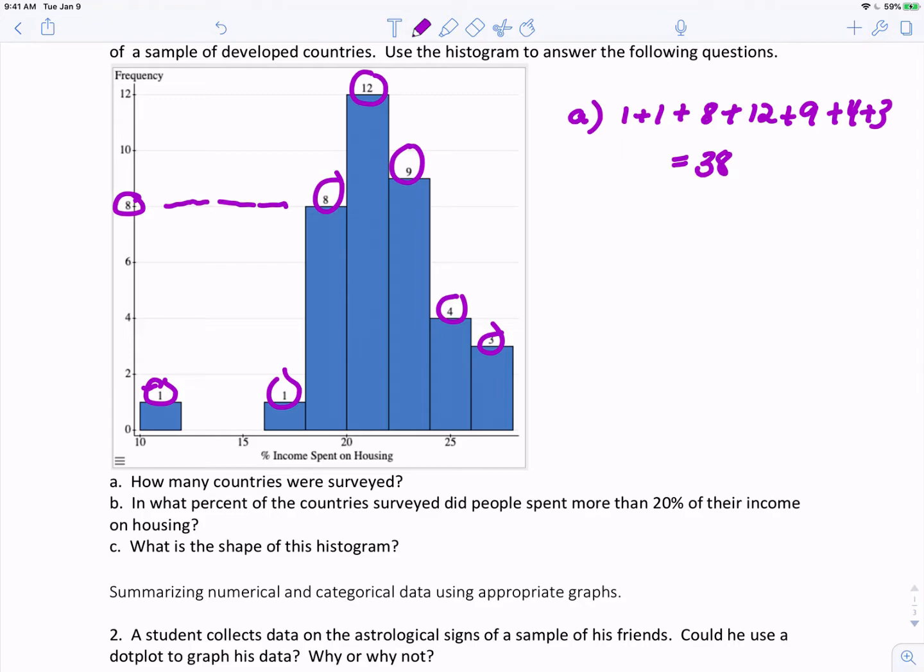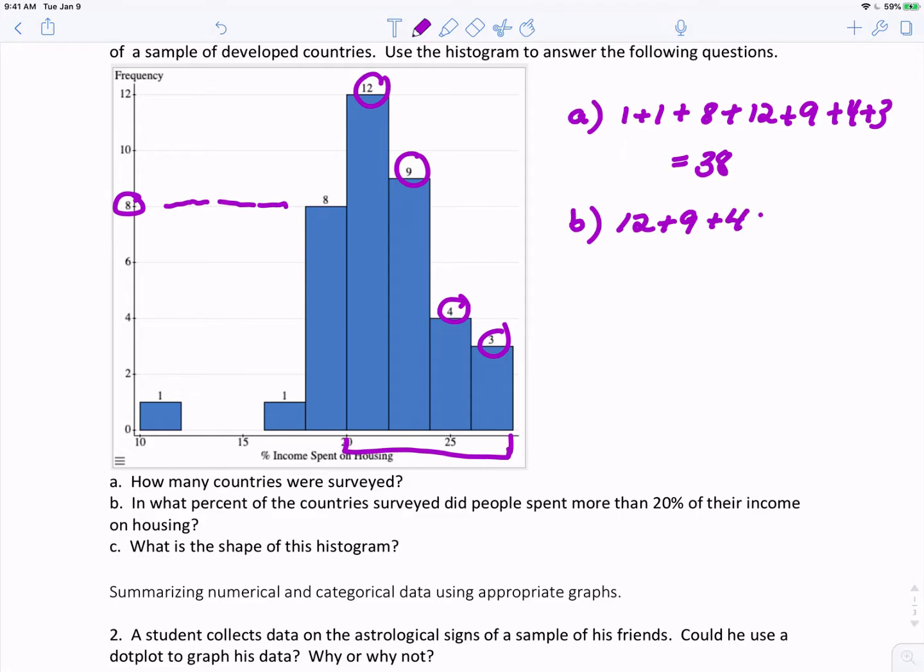In what percent of the countries surveyed did people spend more than 20% of their income on housing? So if you look at the axis here, these are the bars that spent more than 20% on their housing. And so let's go ahead and take a look at our data. So the countries that spent more than 20% of their income on housing were these bars right here. And so if we add those up, that's 12 plus 9 plus 4 plus 3. That gives us a total of 28.